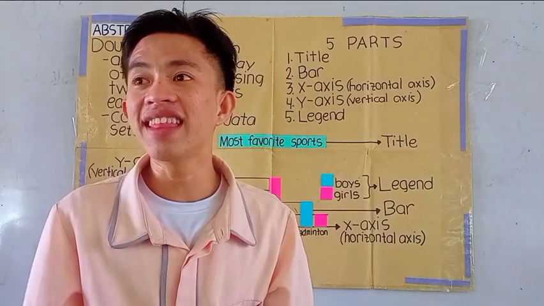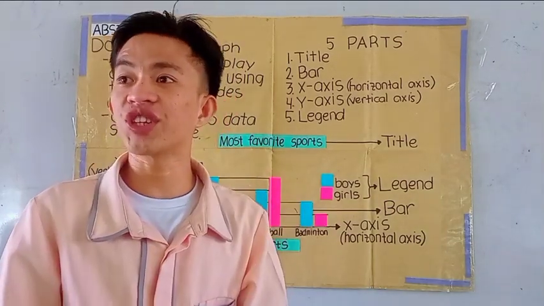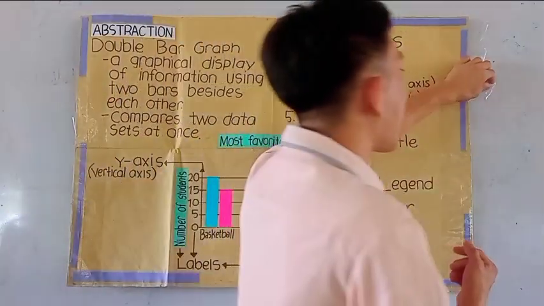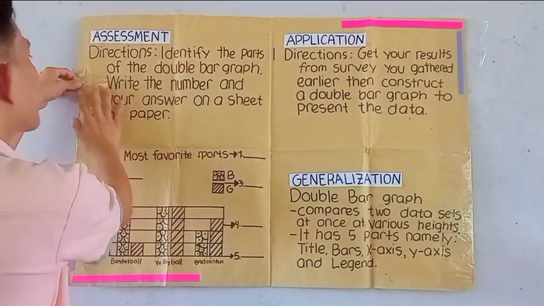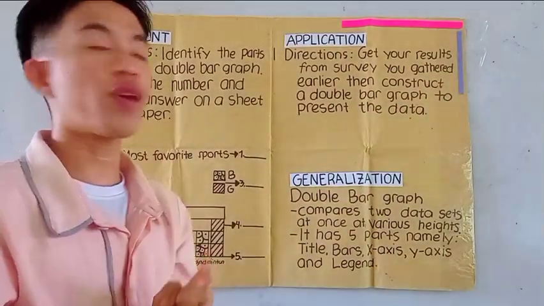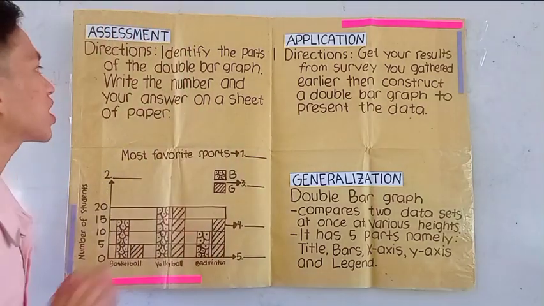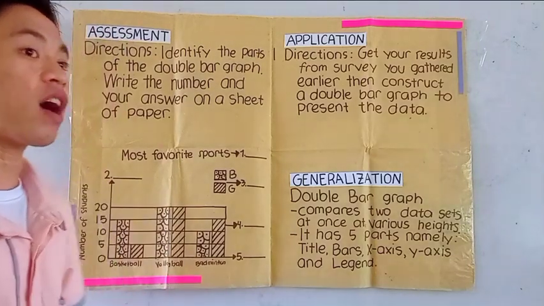Okay, you got it? Is there any question from this discussion? Okay, I hear none, so that would be great for you to understand the double bar graph. Now, let's have our assessment. Directions: identify the parts of the double bar graph and write the number and your answer in a sheet of paper.